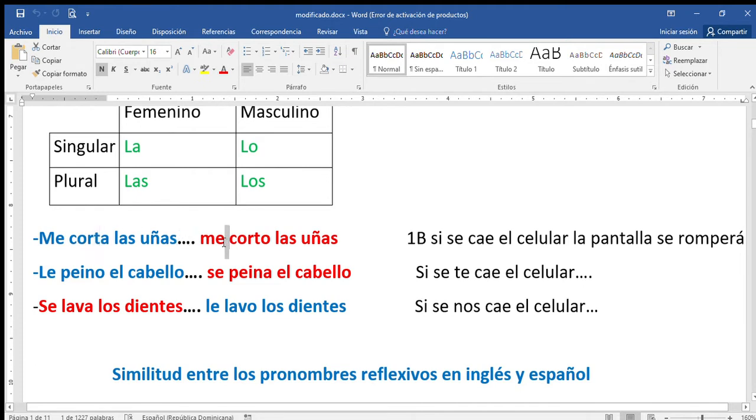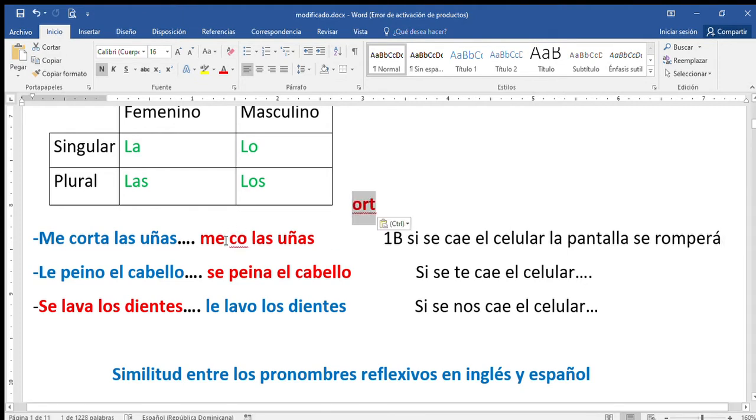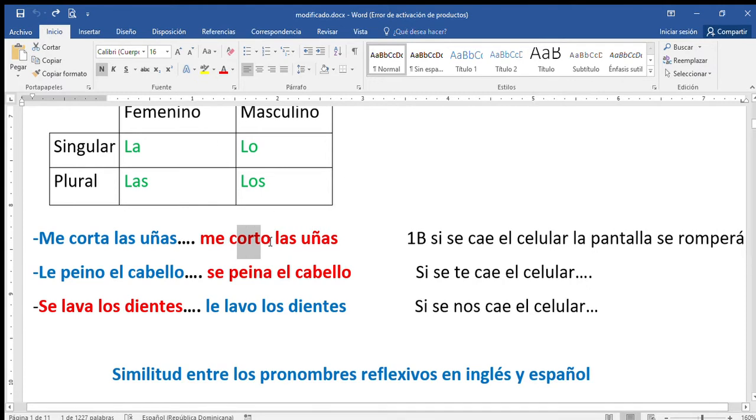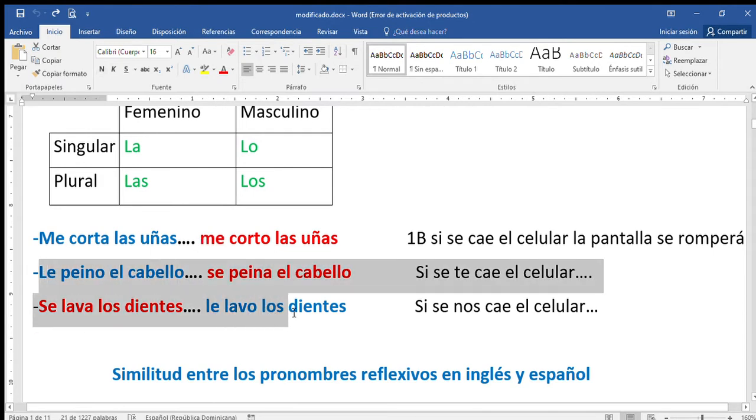But when you say "me corto las uñas", this conjugation of this verb refers to me. The action is going to me and is also coming from me. So this is a reflexive pronoun right here. They are the same, but this is objeto indirecto and this is pronombre reflexivo, in these examples.